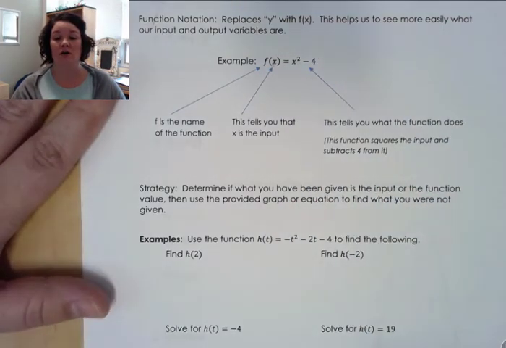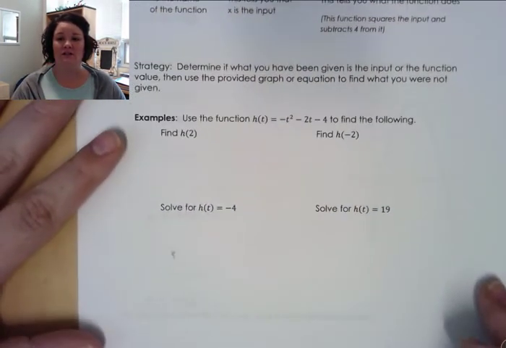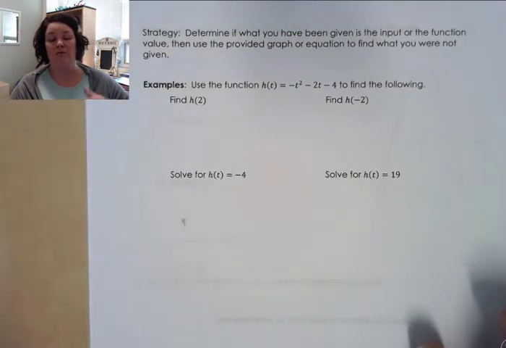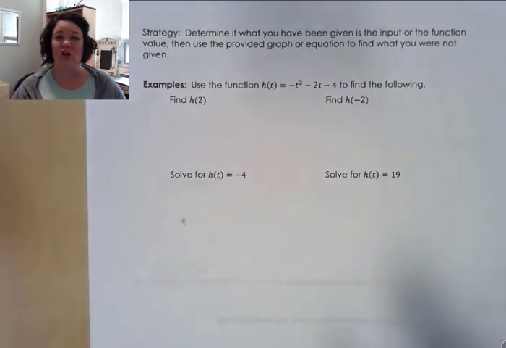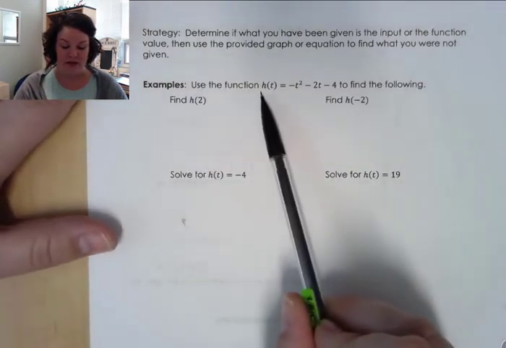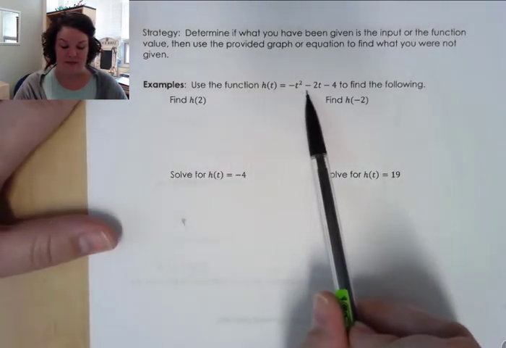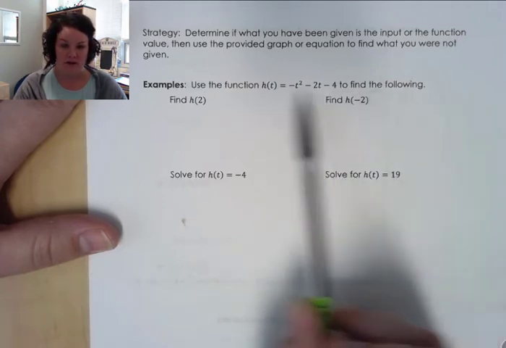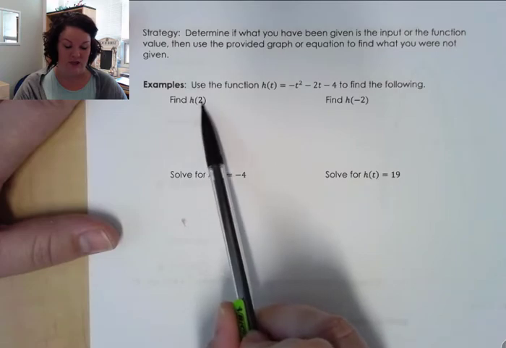So that's our strategy here: to determine, have we been given an input or have we been given an output? And then we know whether we're setting our function equal to that value or whether we're plugging that value into our function. So here's some examples. It says use the function h of t equals negative t squared minus 2t minus 4 and find the following. So here it says find h of 2.